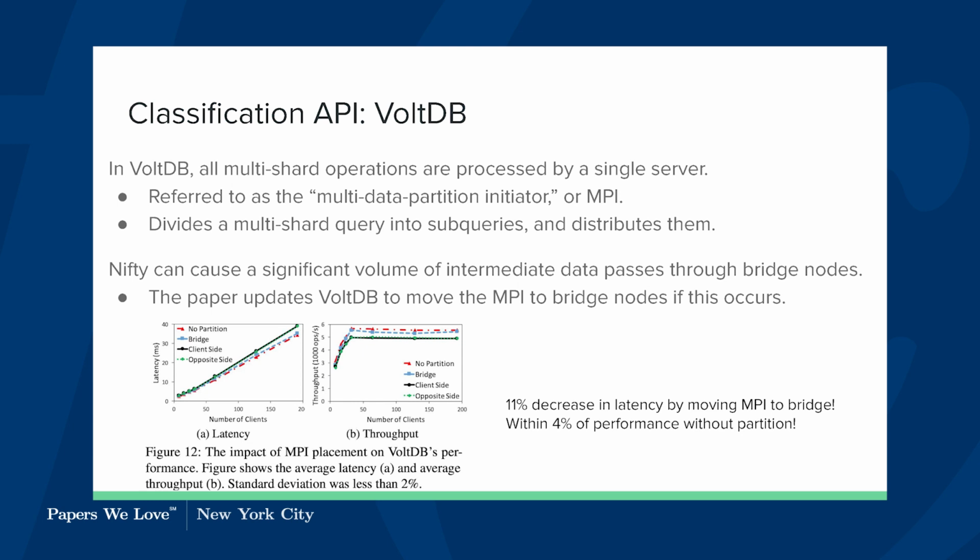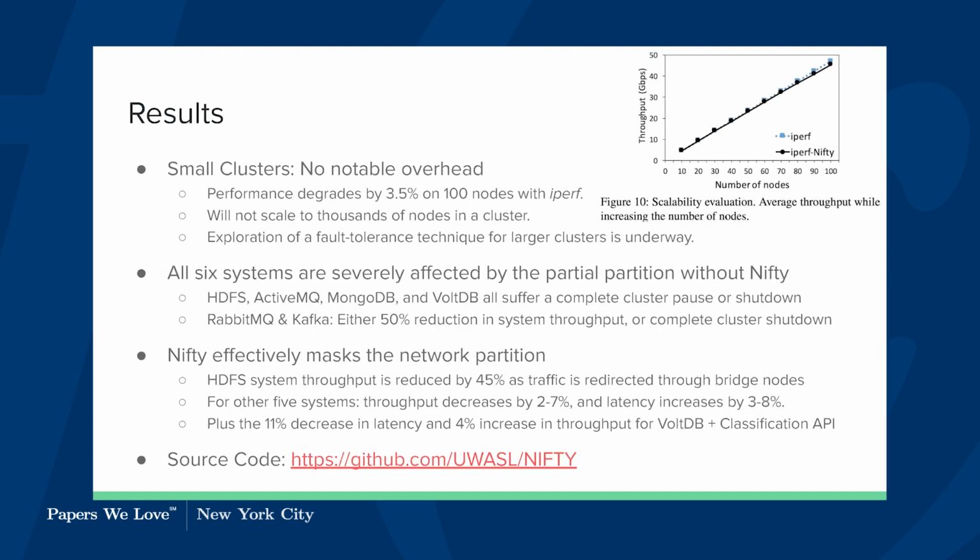That ends up with an 11% decrease in latency from the VoltDB we saw before to this improved version of VoltDB, by moving the MPI processes to the bridge. And also, once you add this, you're within 4% of the performance without a partition. Which means that VoltDB with Nifty, with the classification API, is 96% as performant as VoltDB with no network partition, which is great news.